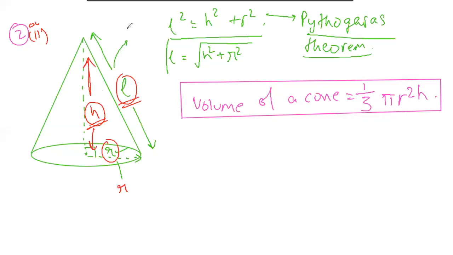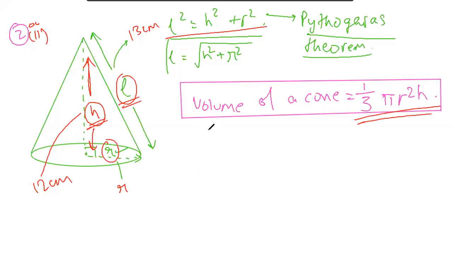L is equal to 13 centimeters and H is equal to 12 centimeters. Great. So volume of a cone is equal to 1 upon 3 pi r square h. But before I solve this equation, I will first find r, because in this formula 1 upon 3 pi r square h, if I don't have the r, the calculation will not be possible. So by this formula we will solve our r.